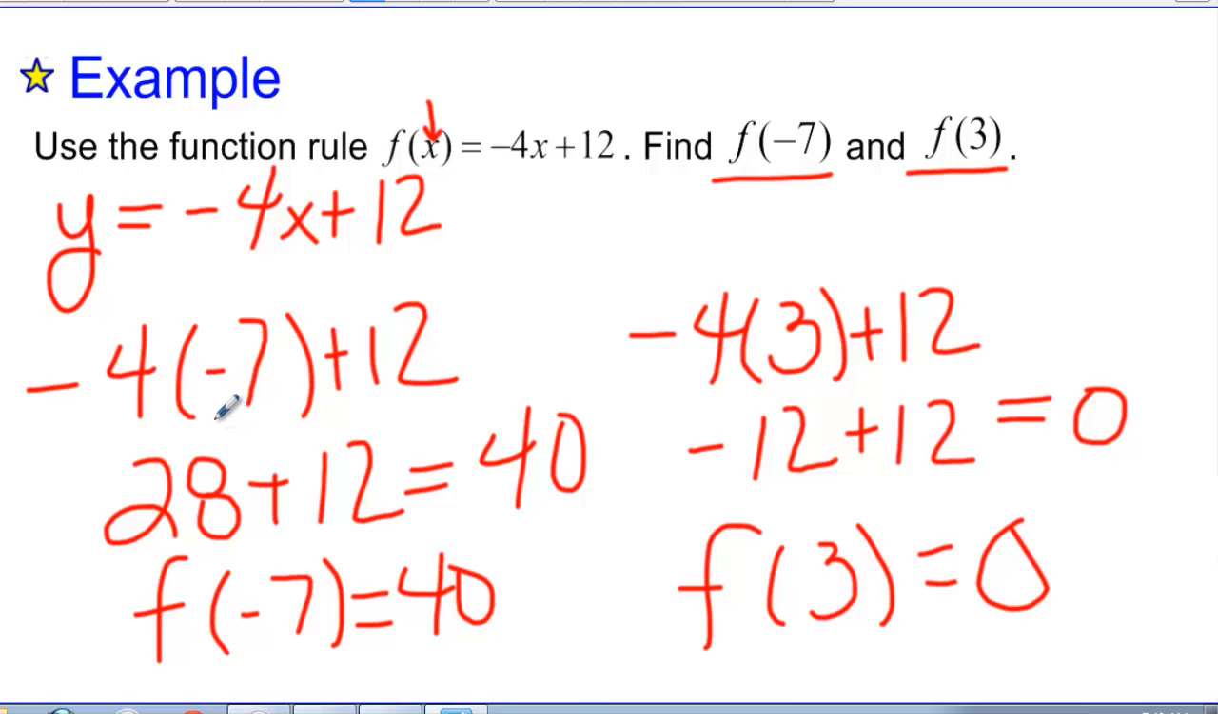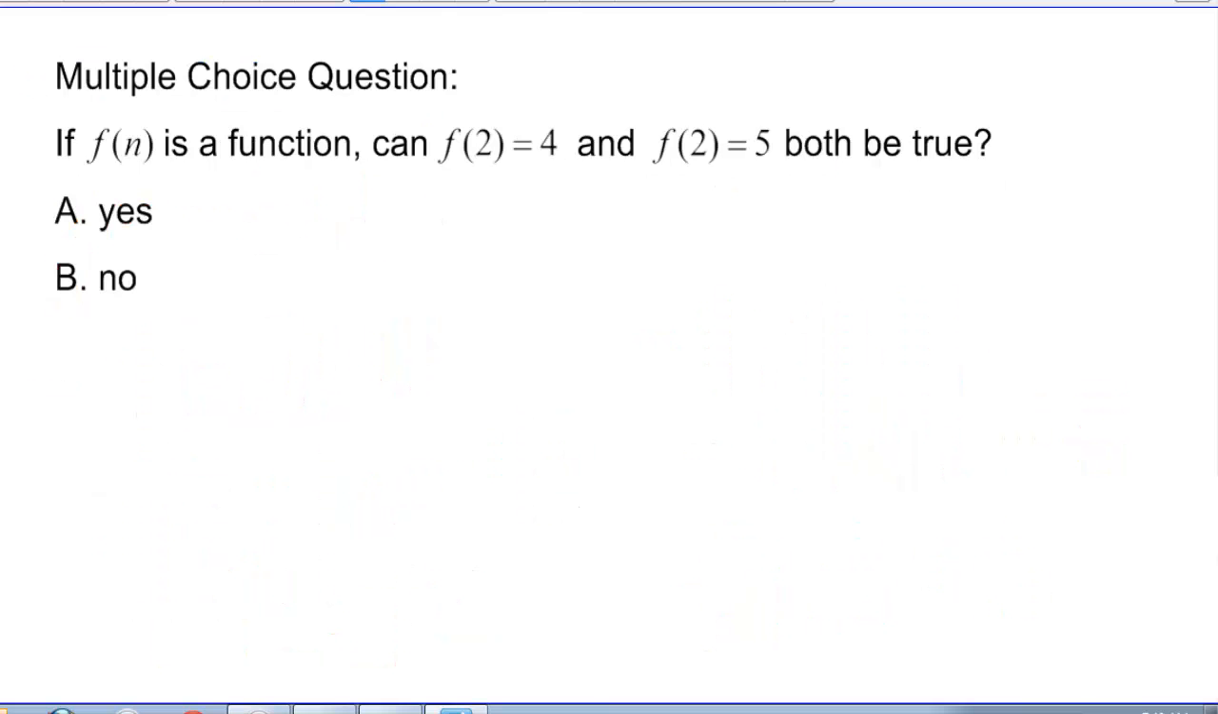The answer to the free response question, if you're in Spillman's class, is spaghetti noodles. And here's your multiple choice question. So go ahead and pause the video now and answer your multiple choice question.